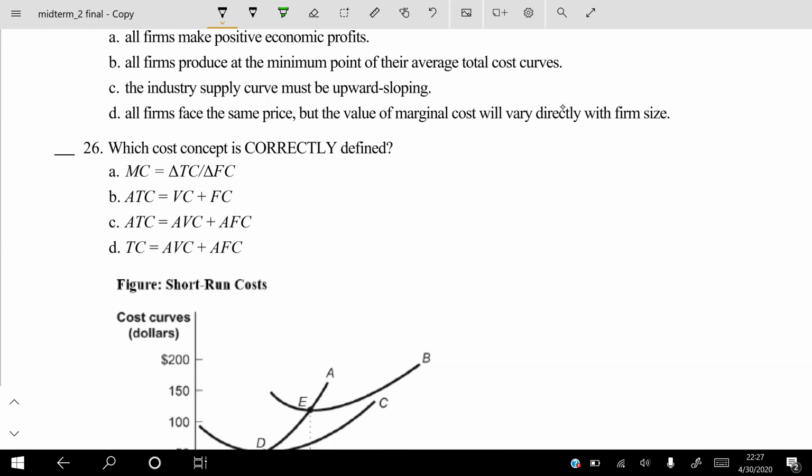Which one is correctly defined? Well, MC is wrong. It's not the change in TC over the change in FC. It's the change in Q. ATC is equal to AVC plus AFC. So looks like C is the only one. D is also wrong.